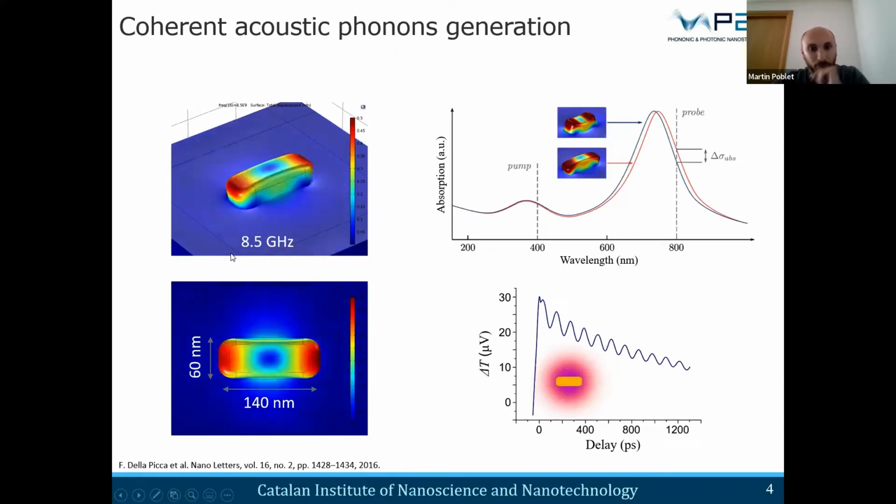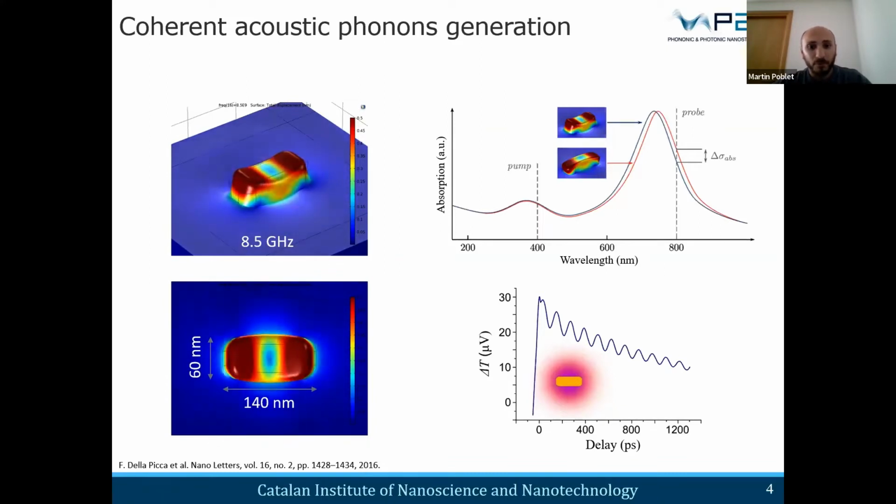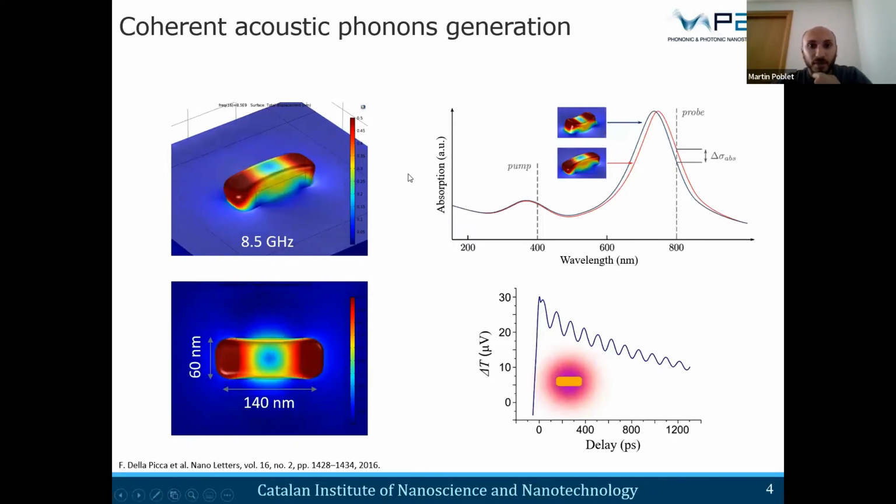Here in these simulations, we can see the oscillations of a gold rod in one of its normal modes, in this case the extensional mode. These mechanical oscillations of the nanoantenna produce periodic perturbations in the dielectric constant that modify its absorption, as we can see represented in this graph, where we have an absorption spectrum for a gold rod for two different moments of the oscillation, and this absorption change can be evidenced using a probe pulse.